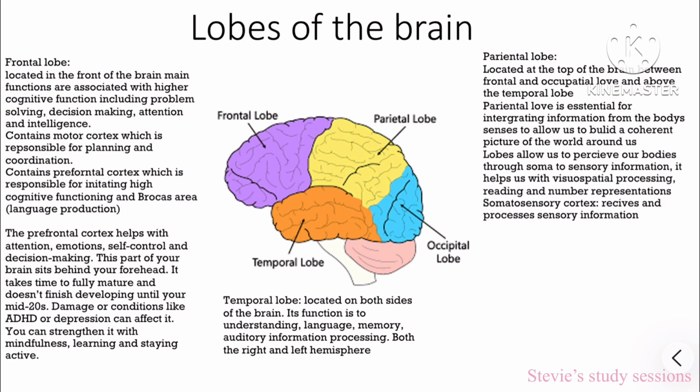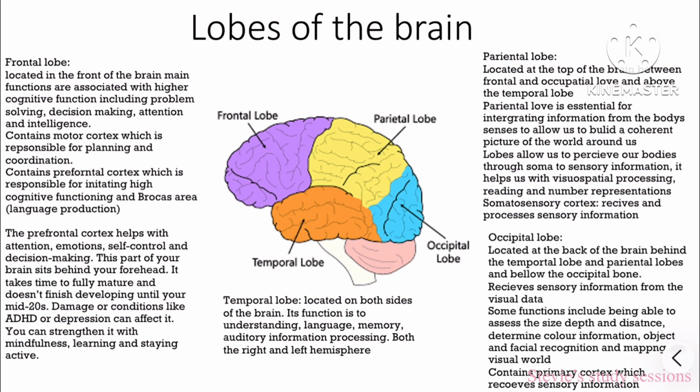Somatosensory cortex. This is receiving and processing sensory information. The parietal lobe allows us to perceive our bodies through somatosensory information. It helps us with visual spatial processing, reading, and number representations.